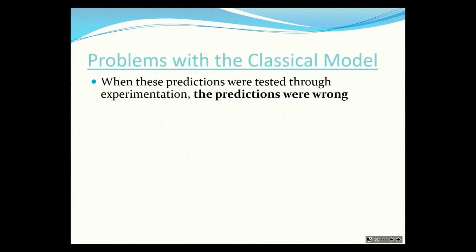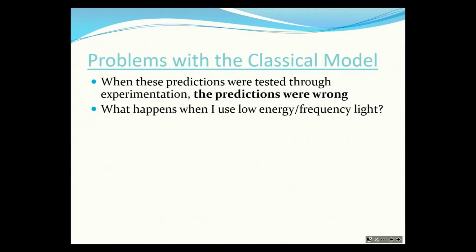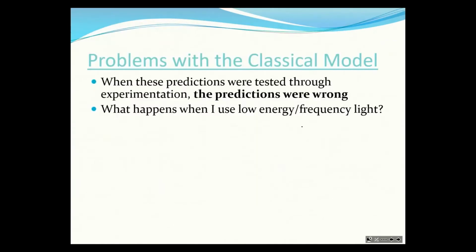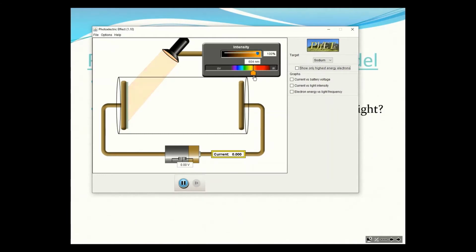So when these predictions were tested through experimentation, the classical predictions were wrong. So what happens when I use low frequency light? Nothing happens. So nothing happens until I hit a threshold. Yeah, I hit the threshold and now electrons are being fired off.